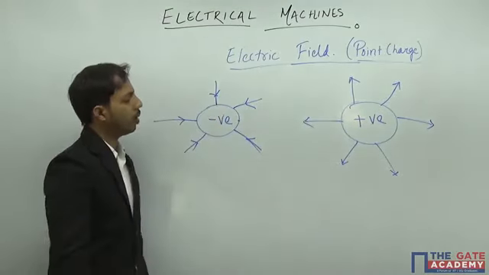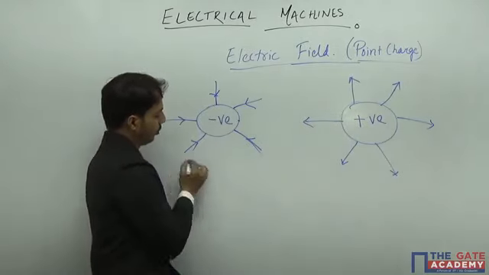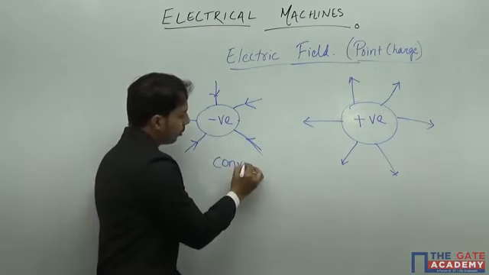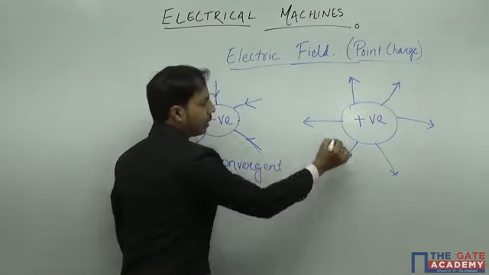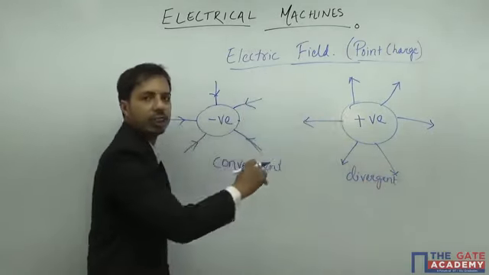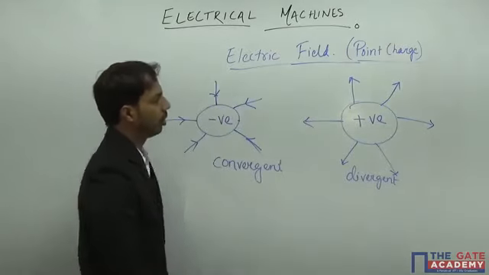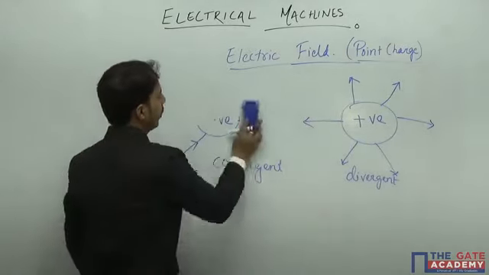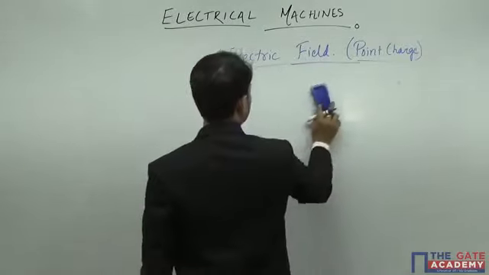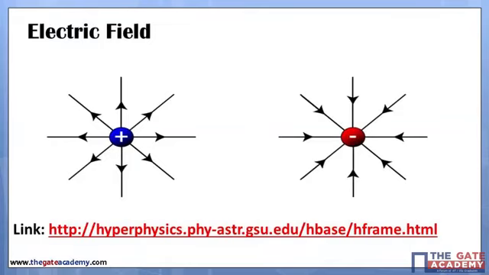The negative charge is called convergent, and the positive charge is called divergent, because the field is diverging for one and converging for the other. So this is the electric field, as we know, for point charges. There is also a link in your PPT, and you can go to the link for further study of that topic.